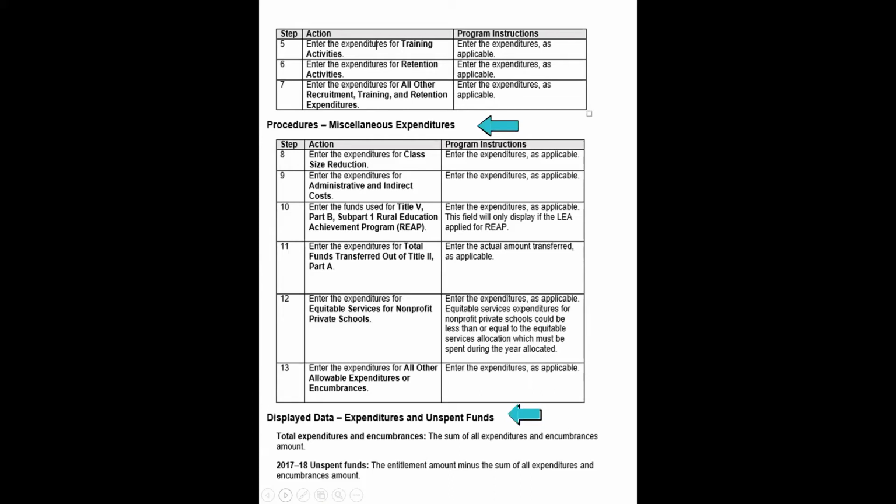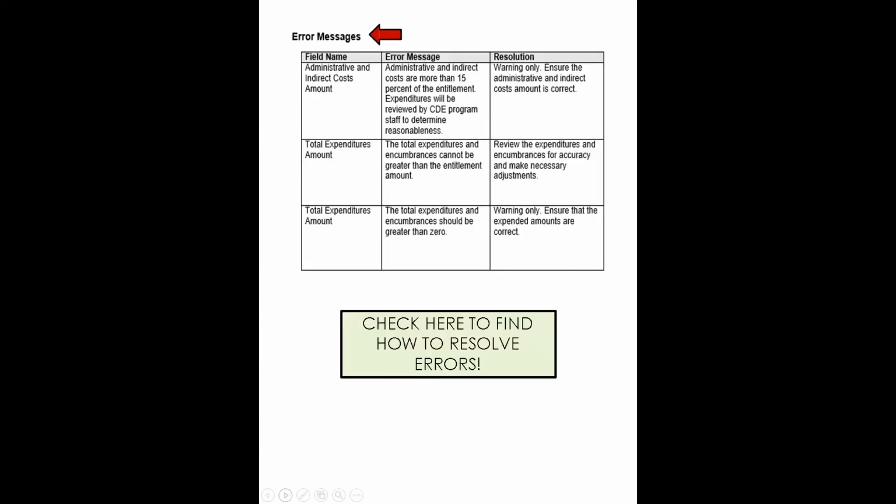The next page looks at the error message, and this is where warnings or errors will show up. And you can see on this page over on the right hand side, first there's the name of the collection, there's an error message, and the resolution. In this case, it's a warning only. This is Title II, and these folks exceeded their administrative and indirect costs, and we'll talk about why they only got a warning and not an error message on that one.